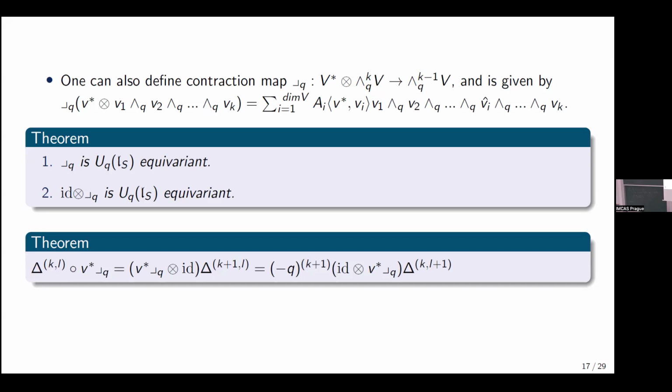So classically, if you write down things here, you will get this -1 to the power k or k plus 1. In the quantum case, it is minus q. All right, so this is the relation between the contraction map and the wedge coproduct. And here everything is UQL equivariant. This, this, and this, all of these.